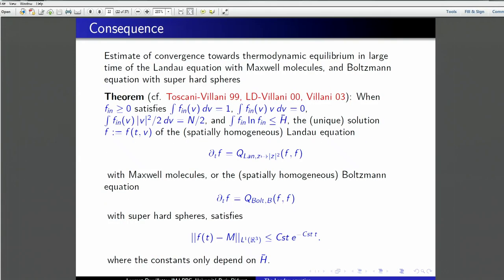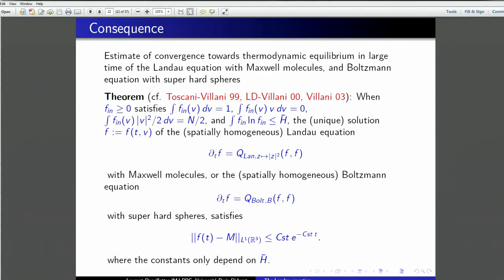Sorry, this is the idea of the proof. And so the consequence of this is that if you now look at a solution of the Landau equation, which is reasonable in the sense that it satisfies rigorously the entropy structure, that is, there is an entropy, there is a dissipation of entropy, and the derivative of the entropy is really the entropy dissipation.